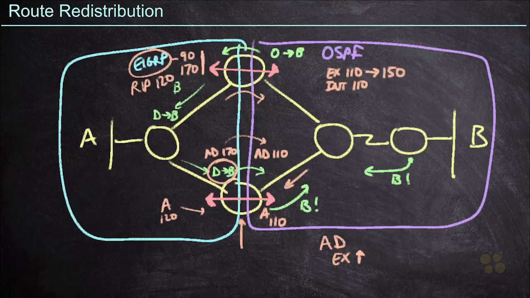If we were to do this, then our problem would be solved, because our redistributing router would see the RIP route as 120, but now it would see that OSPF external route as 150 instead, and so it would know to use the local path. So to summarize this, if we want to use administrative distance to solve the routing loops for us, we need to make sure that our external routes have a higher administrative distance than our internals.